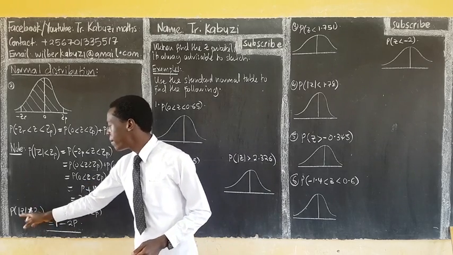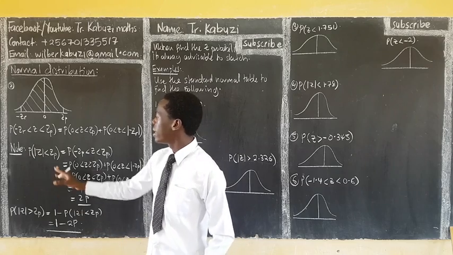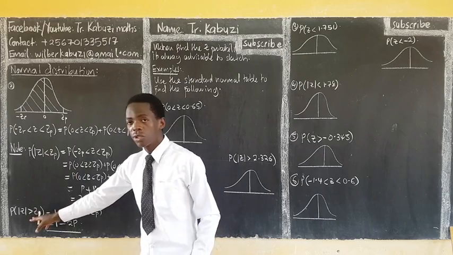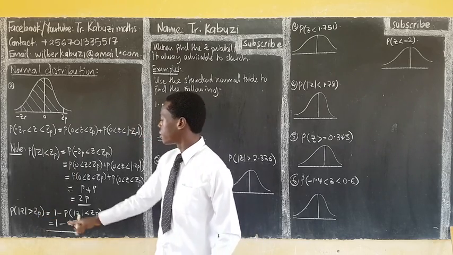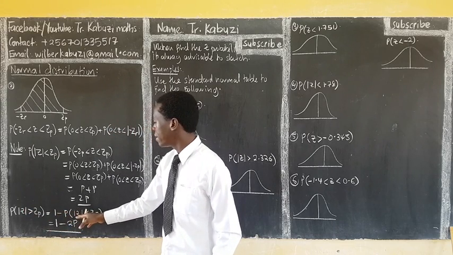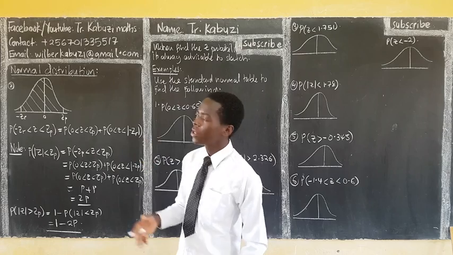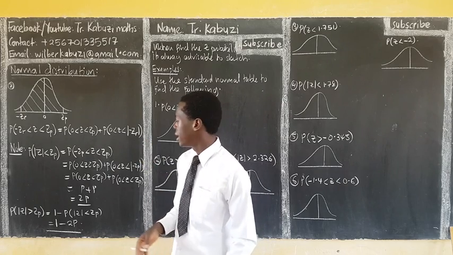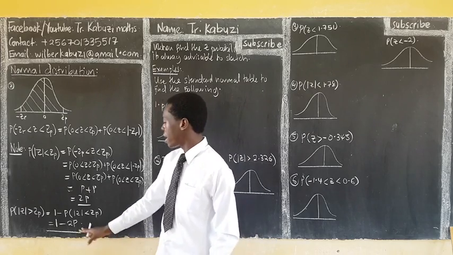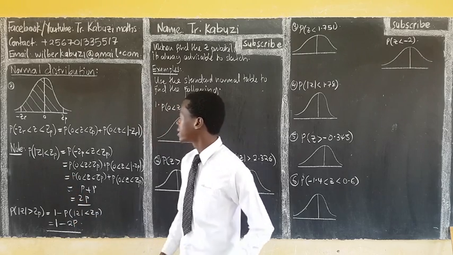What about when we want the modulus of Z greater than p? Our table always reads cumulative values, that is, with less than. So you just convert this to a less-than sign, so it will be 1 minus the probability of Z less than p. We said that the normal distribution is a continuous distribution, so the signs are not important here. They are the same.